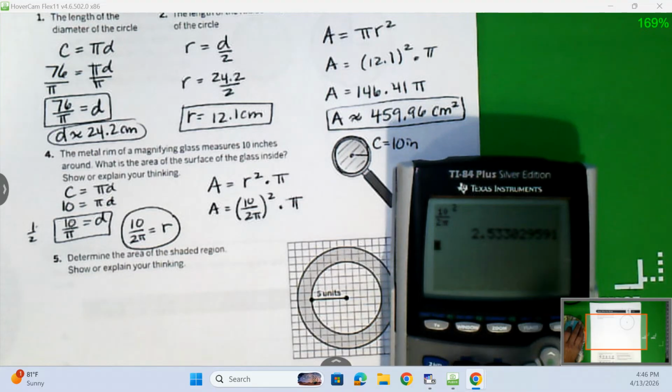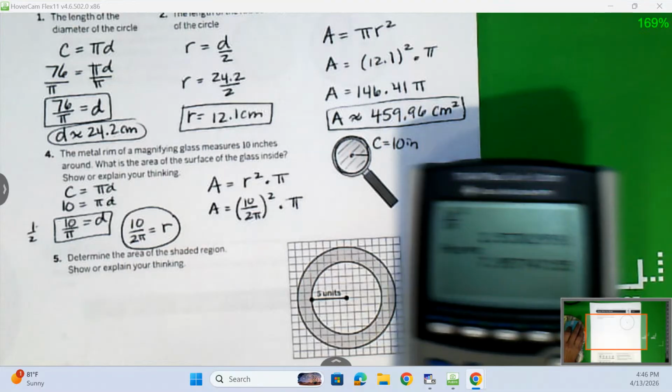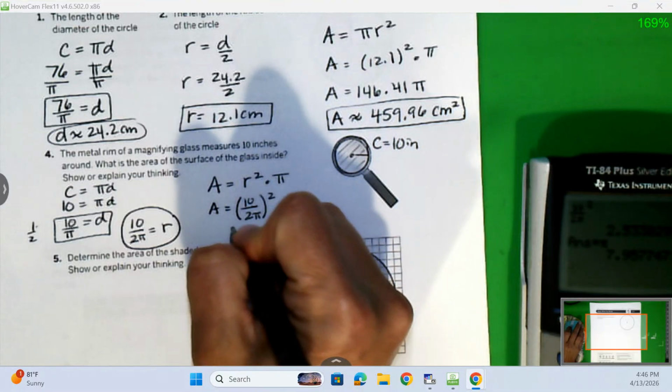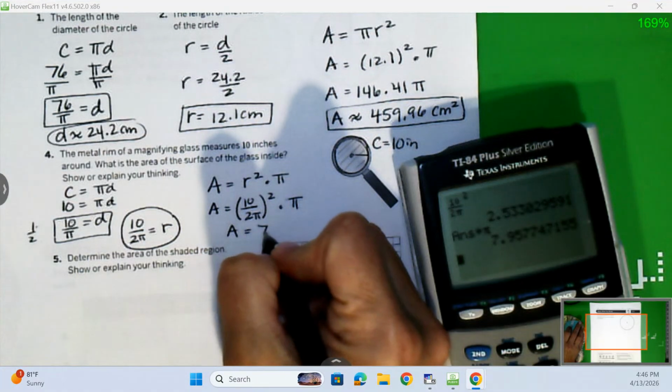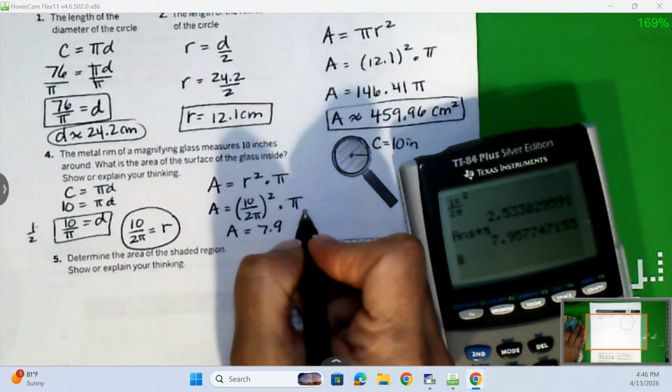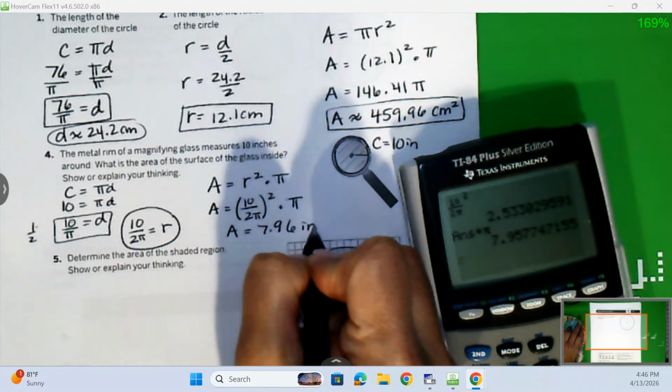Okay, but then we're going to multiply it by pi. So out to 2 decimal places, we have area is equal to 7.96 inches squared.